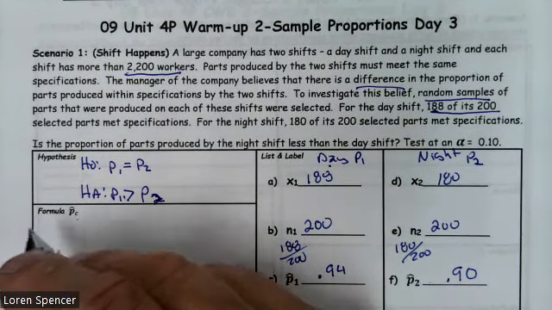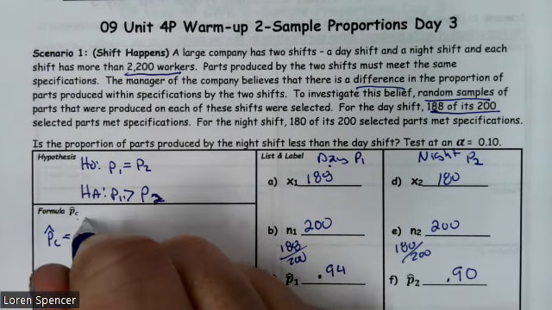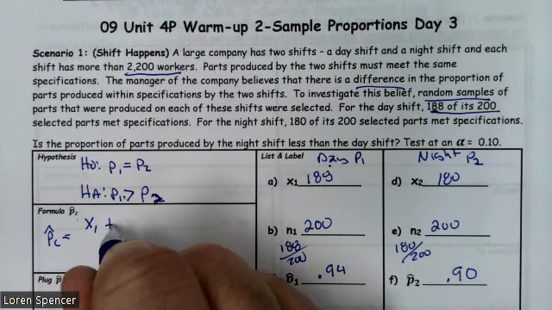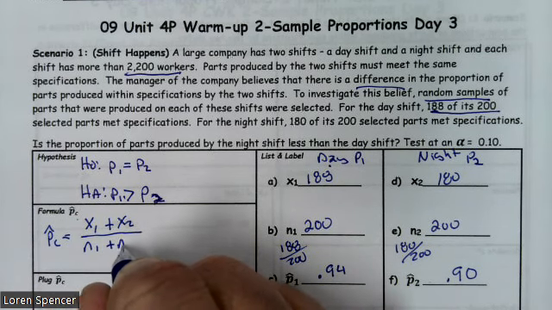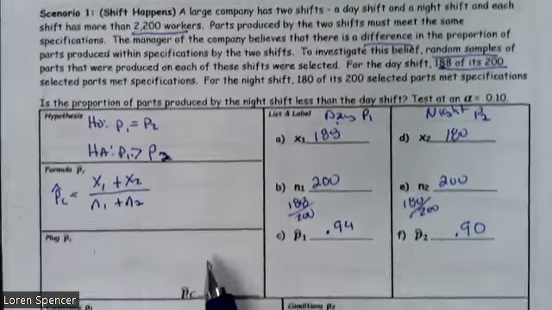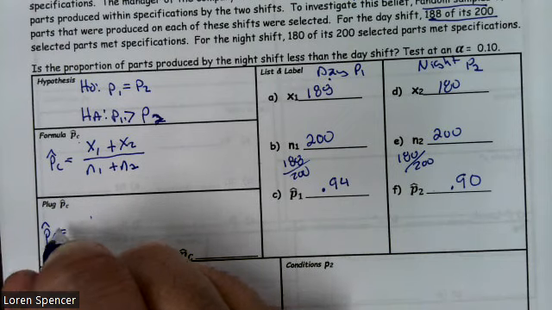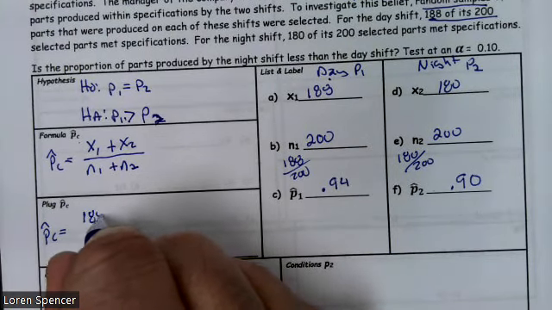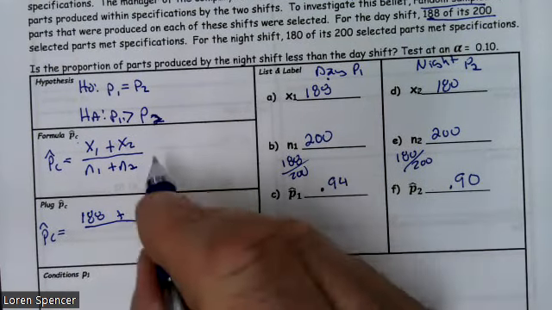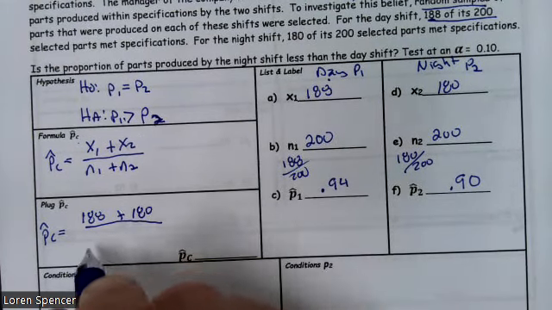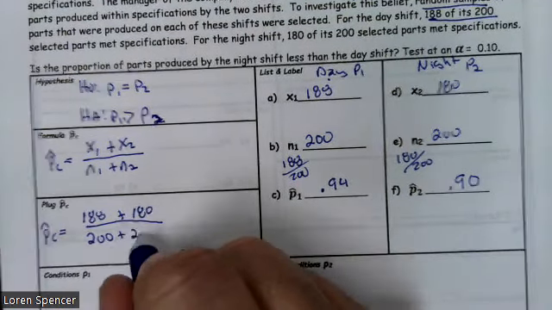All right, the next thing is p hat c. Be careful. So p hat c is not our z-score. p hat c is x1 plus x2 over n1 plus n2. So that's p hat combined. When I plug in, that's going to be p hat c equals 188 plus the 180, and this is going to be 200. And we both have the same sample size.